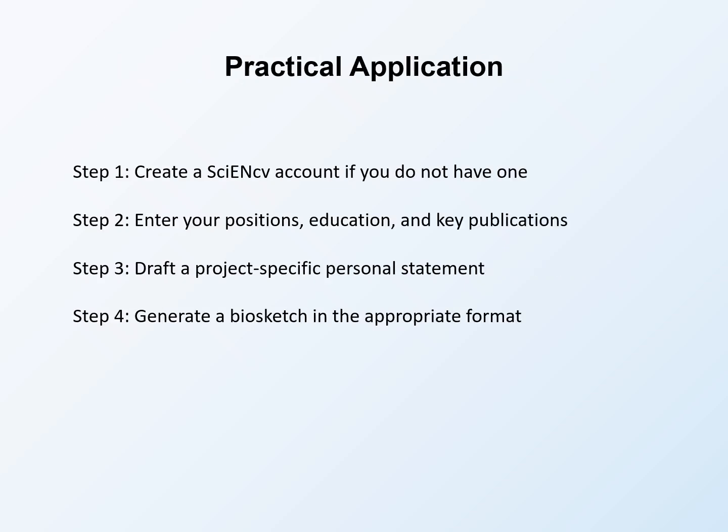Including datasets or software alongside publications shows diverse scholarly activity. Here is a practical exercise to apply what you have learned. Step 1. Create a ScienceCV account if you do not have one. Go to the NCBI website and access My NCBI. Registration is free. Step 2. Enter your positions, education, and key publications. Build your profile with comprehensive information. Link to ORCID if you have one.